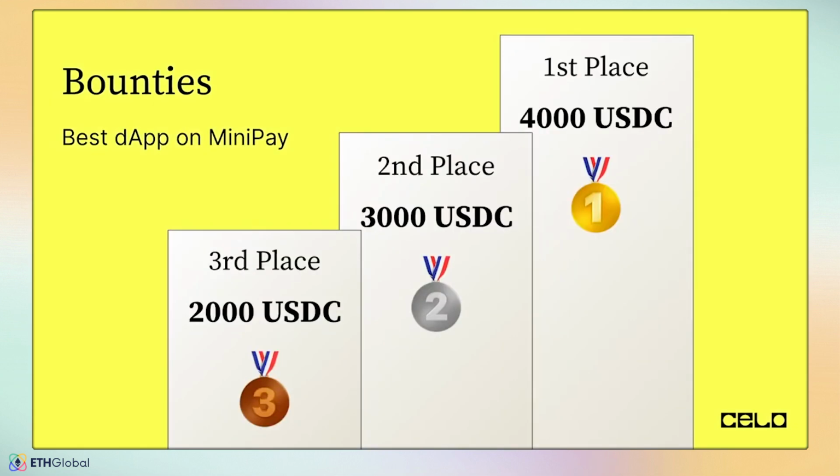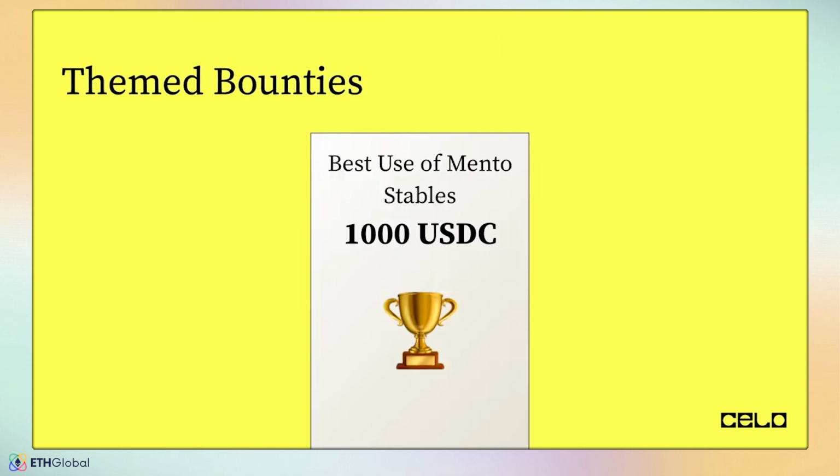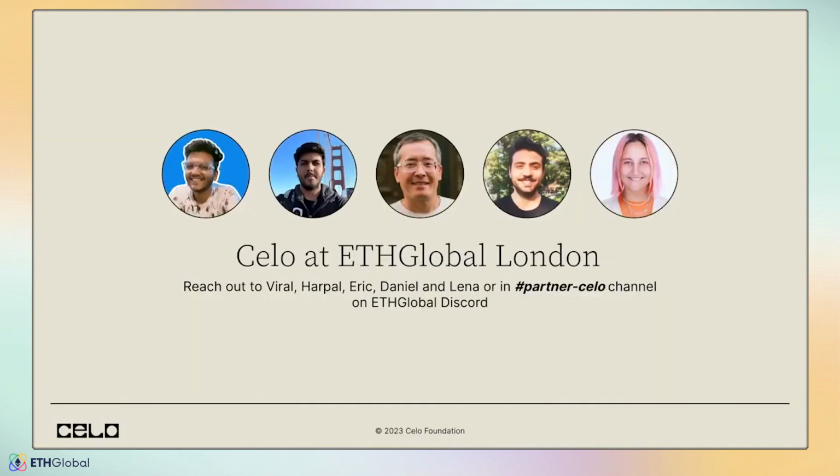Finally, talking about the bounties, the best dApp built on MiniPay, first place will be awarded 4,000 USDC. Second place will be awarded 3,000 USDC, and third place will be awarded 2,000 USDC. We also have a themed bounty, which is best use of Mento stables, which are Celo Dollar, Celo Euro, and Celo Real. If you build something really exciting with these stables, you will be awarded 1,000 USDC.